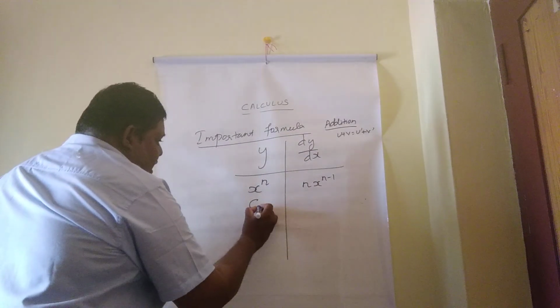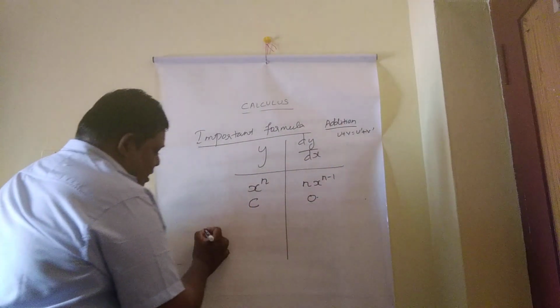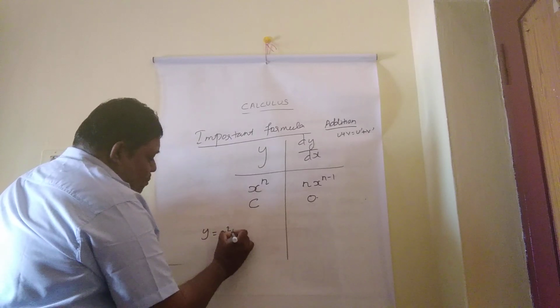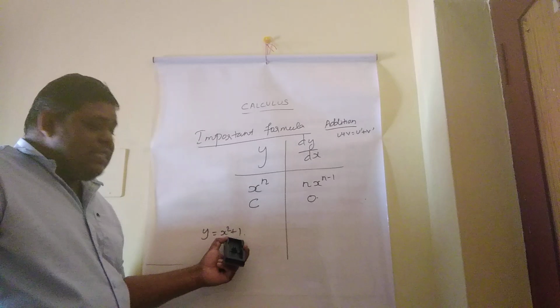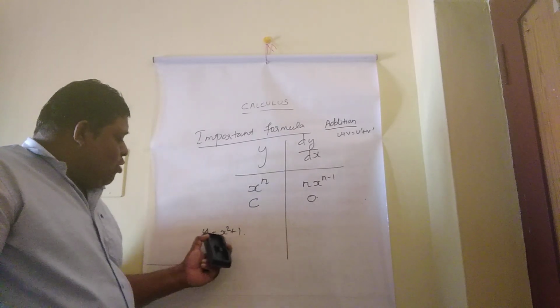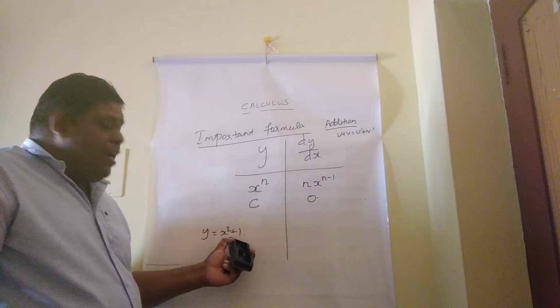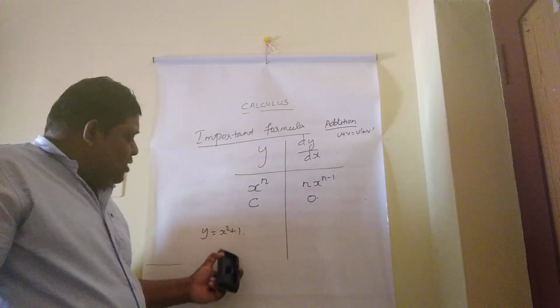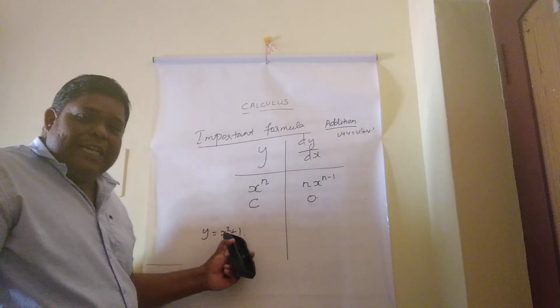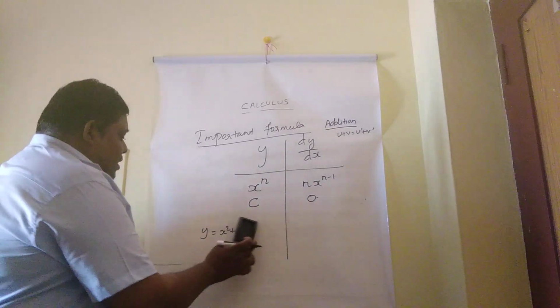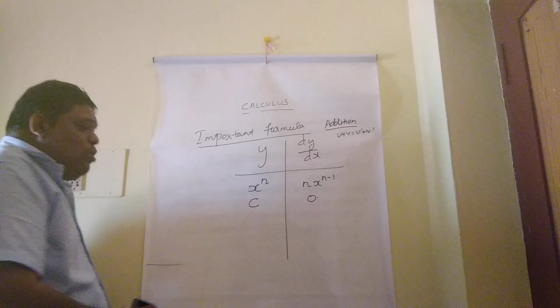Derivative function of any constant term becomes 0. For example, y is equal to x squared plus 1. Derivative function of x squared is 2x. Derivative function of 1 is 0. Now y is equal to a function like 1, a, b, c, d, so these terms will be equal to 0. Derivative function of any constant term will be equal to 0.